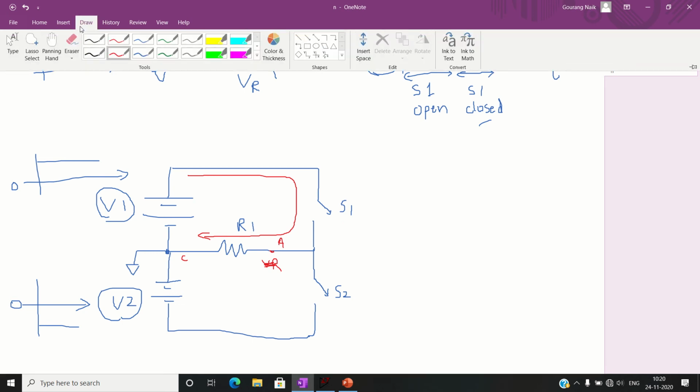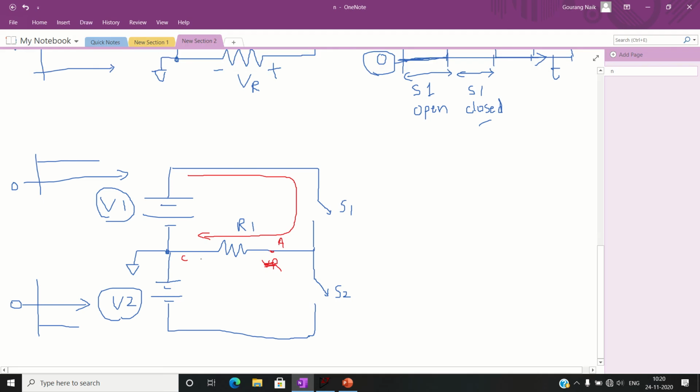But what happens when I close my switch S2? Because this voltage source V2 is connected like this, the current is going to flow like this. So the direction of the current because of the voltage V2 and the direction of the current because of voltage V1 are opposite to each other across the load R1. This one thing you have to remember.